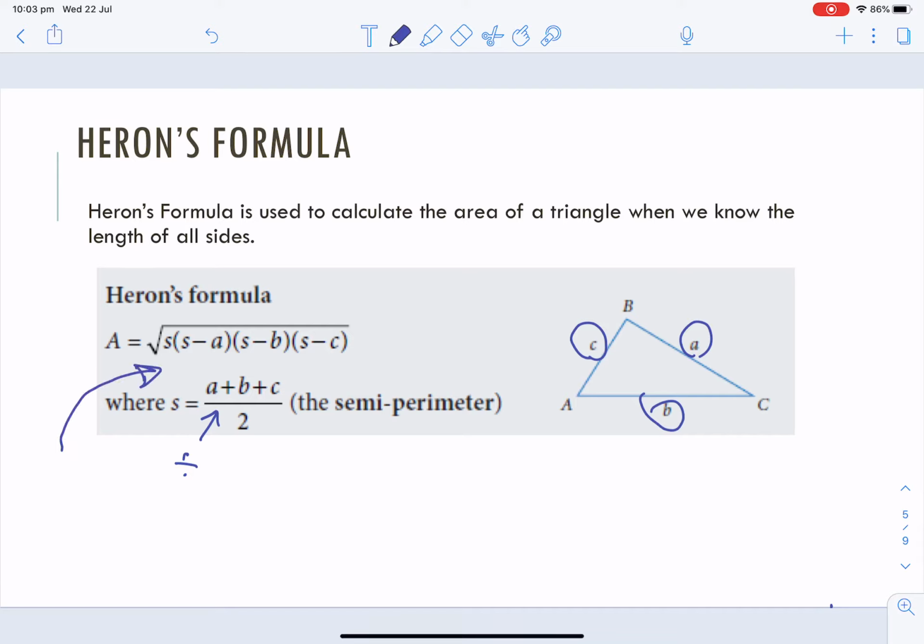Now I'm going to show you on the next page, do not try and simplify. Do not expand the brackets and simplify. Keep it as is. Keep it as S, keep it as S minus A, keep it as S minus B, keep it as S minus C. Otherwise, you're dealing with S squareds and SA, etc., etc. It's easier to cancel down numbers than multiply.